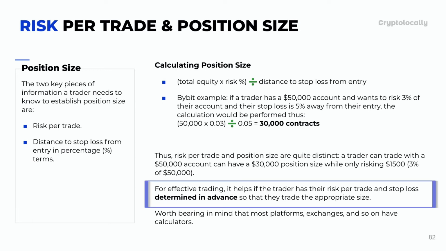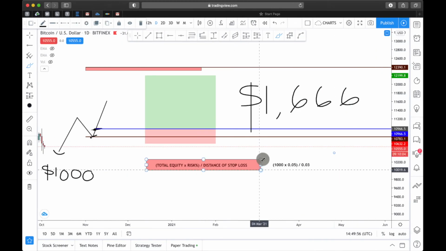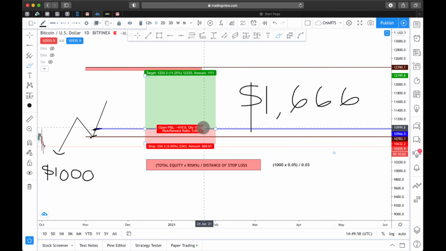So for effective trading, it is best for a trader to know their risk per trade and their stop loss placement before they even enter the trade at all. So you won't be scared if the trade goes wrong. If the trade goes wrong, you already know how much you are losing on that trade. And if the trade goes right, you already know how much you're going to be making on that trade. So that's position sizing. The reason why traders fail in the market is that they do not calculate their stop loss, they do not calculate their position sizing, they just enter the trade.